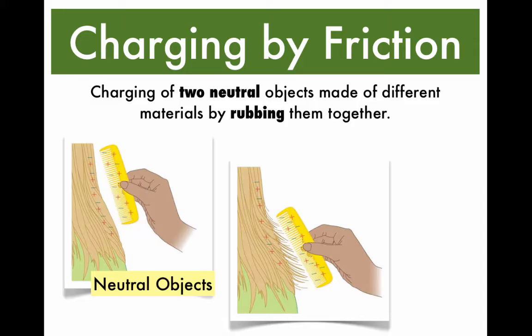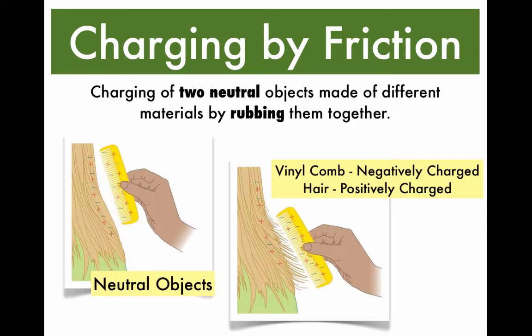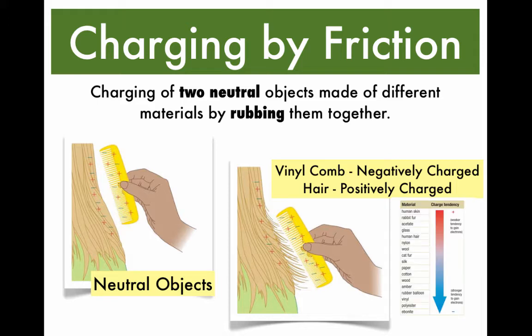Charging by friction is when you charge two neutral objects made of different materials and you rub them together. Here we have human hair and a comb. When the hair is being combed, the electrons will transfer from the hair to the comb, making the comb negatively charged and the hair positively charged. We know this because we can refer to the electrostatic series or the triboelectric series chart, and we'll be able to tell which of the two objects will have the stronger tendency to gain electrons, and thus that's the object that will become negatively charged.